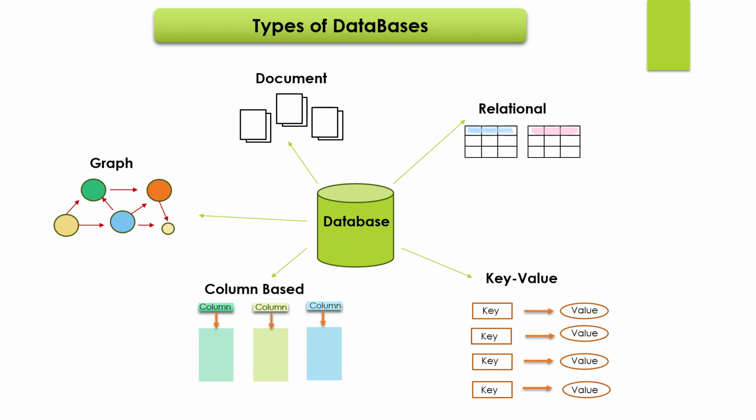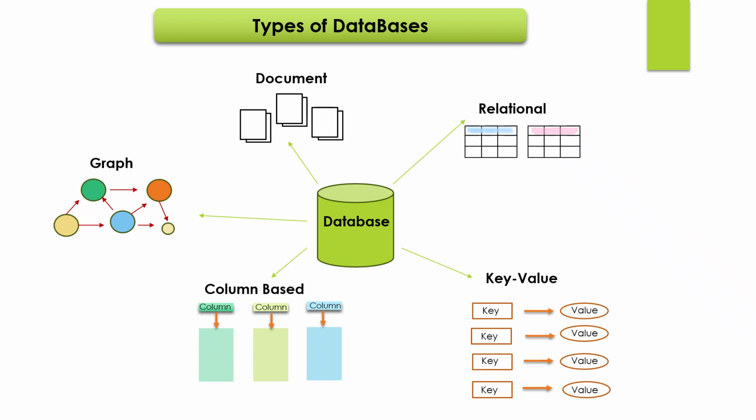Now, if we look at all these types together, we can group them: key value, column based, graph, and document. All these are called NoSQL databases. These four types of database are called NoSQL databases. The relational database, on the other hand, is called a SQL database. And in this course, we will be focusing on the relational database.